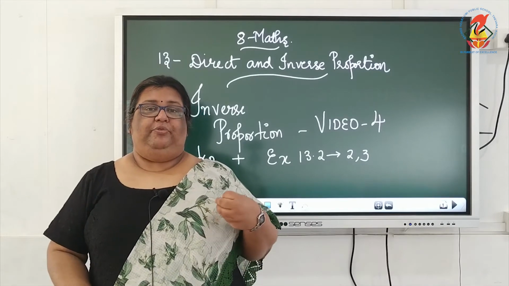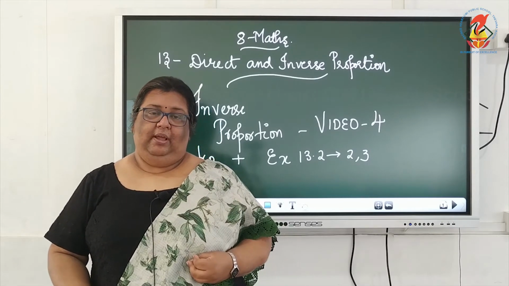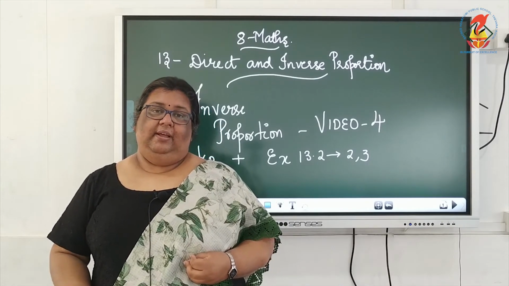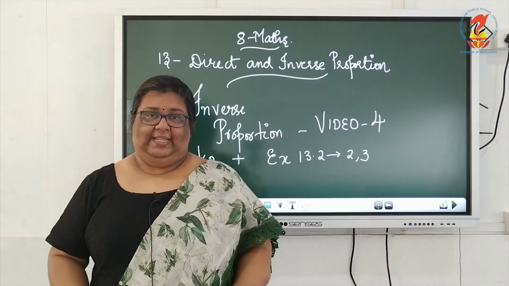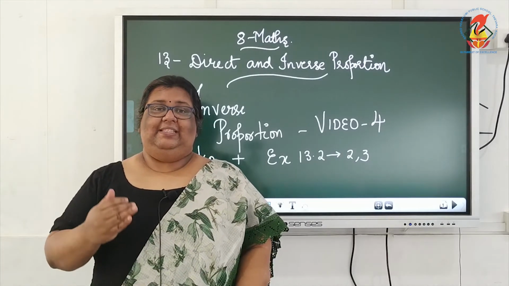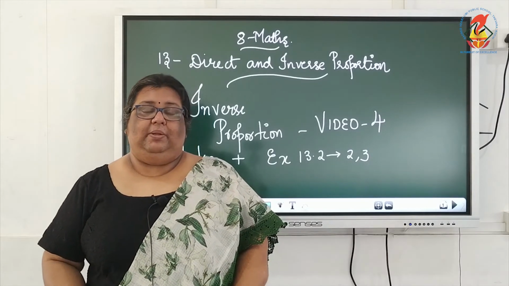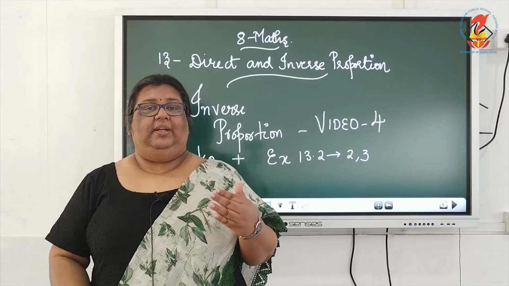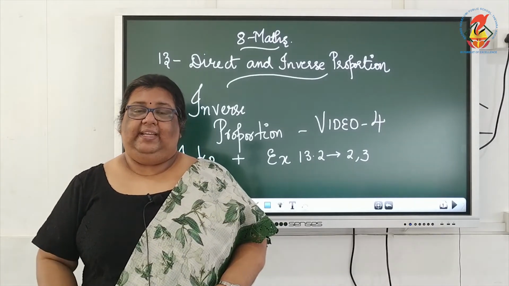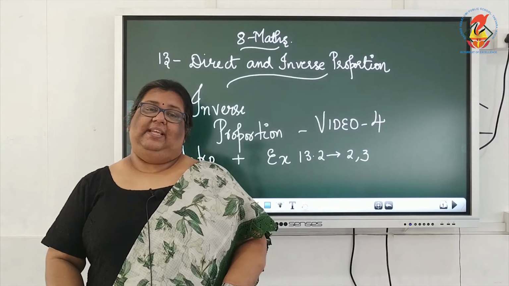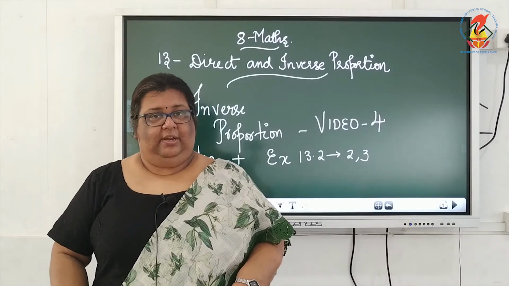If my number of friends increases, if they help me in doing my work, then the time spent to do the work will be less. If I increase the speed, then the time taken to cover the distance will be less. As one quantity increases, the other quantity decreases. Then we can see that the quantities are in inverse proportion.